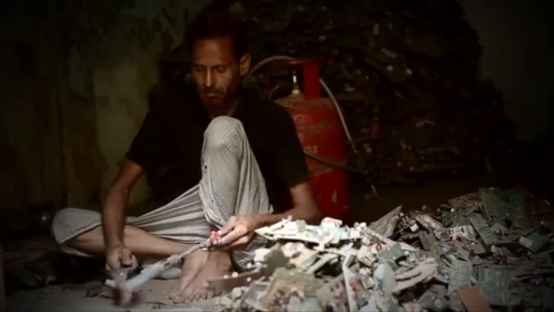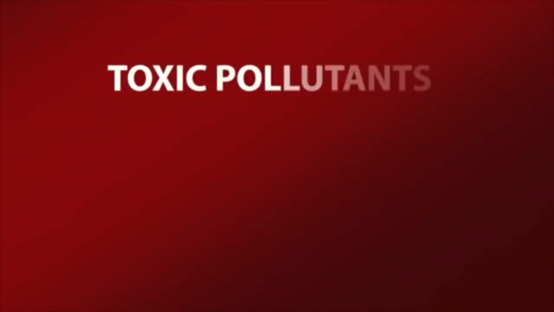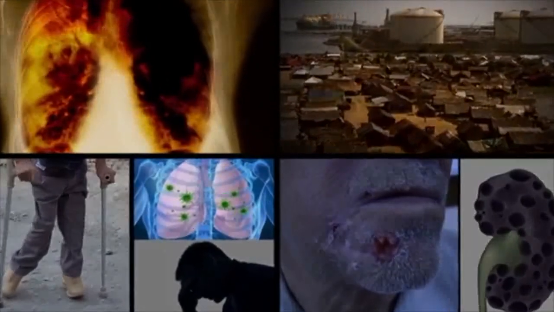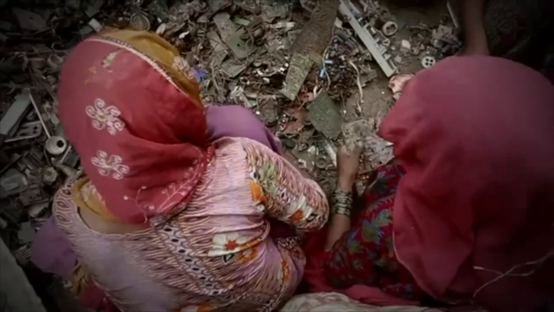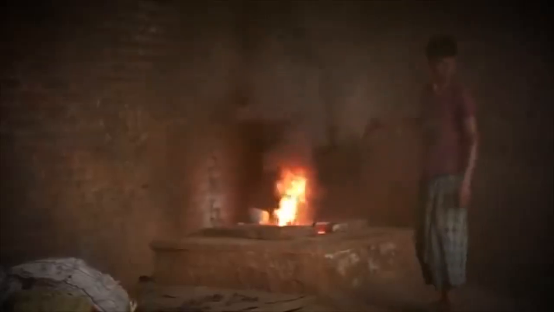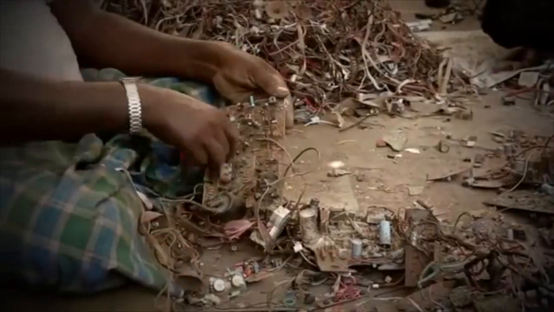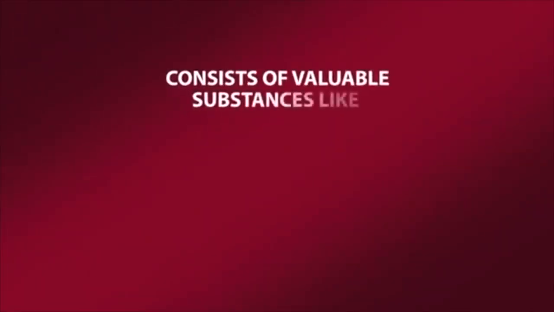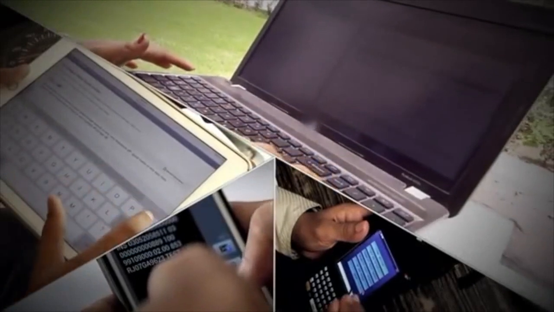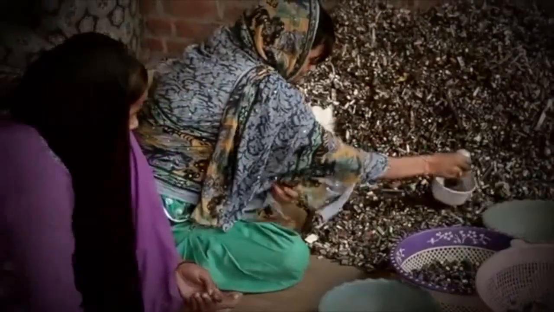A kind of waste that is very different from ordinary waste, as it contains toxic pollutants like mercury, lead, cadmium, chromium and plastics, which are very harmful for human as well as environment. Today there are lakhs of people working in unorganized sector of e-waste disposal. People working in this unorganized sector are often exposed to toxic chemicals during the processing of this waste. Interestingly, this e-waste also consists of valuable substances like gold, silver and copper. Today on one hand, we are growing as biggest consumer country of electronics, and at the same time we are generating vast amount of e-waste.